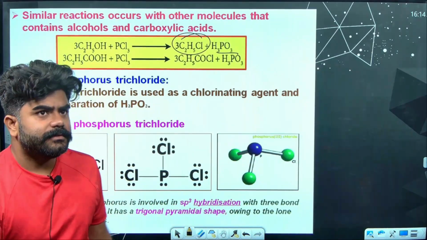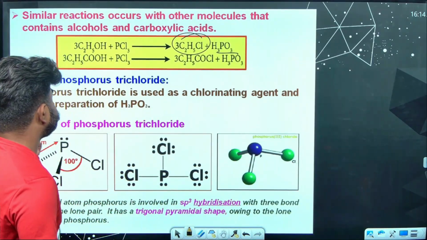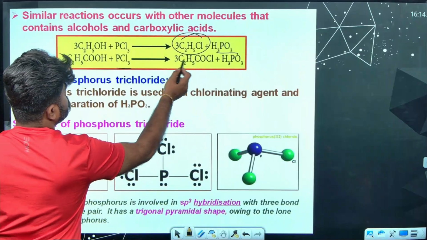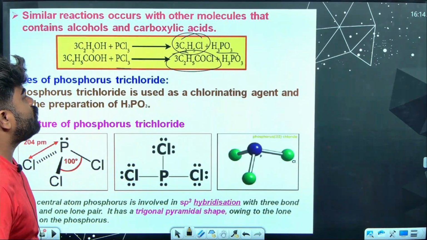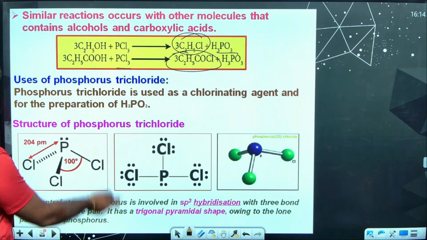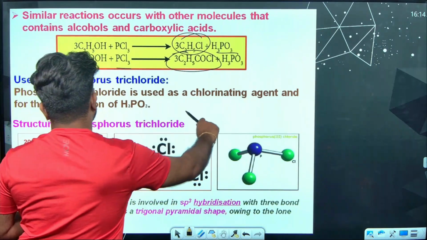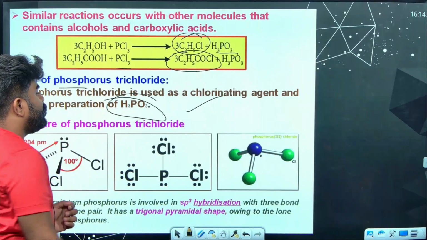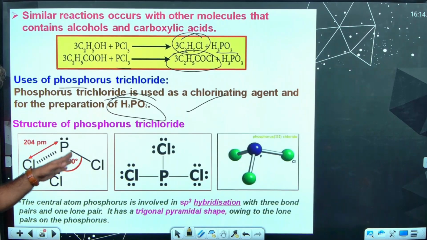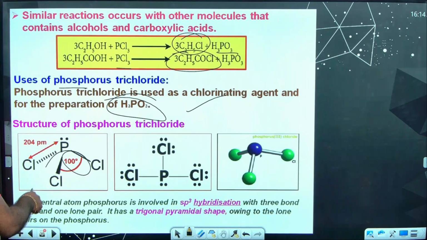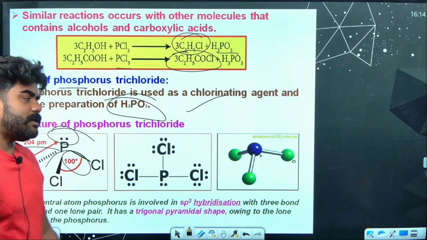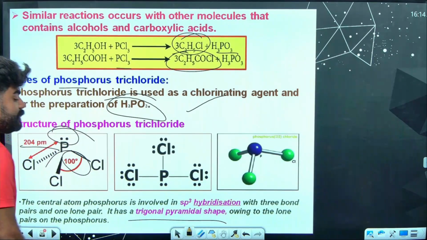Then with propanoic acid, when PCl3 reacts it forms propionyl chloride along with H3PO3. Coming to the uses of phosphorus trichloride, it is a very good chlorinating agent and it is used to prepare H3PO3. And its structure, if you see, has 3 bond pairs and a bond angle of 100 degrees, and the bond length is around 204 picometers. It has a lone pair on the phosphorus atom and the shape is therefore trigonal pyramidal.